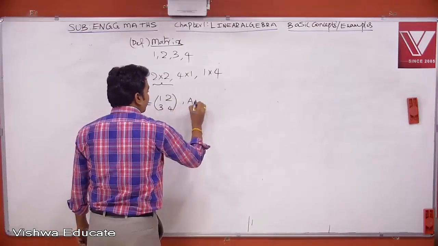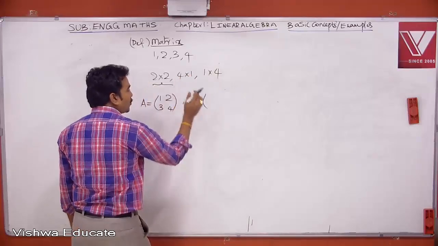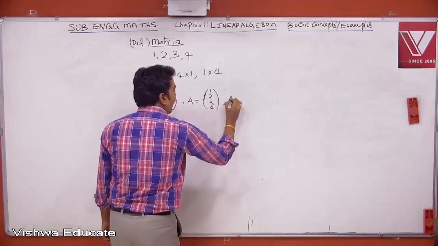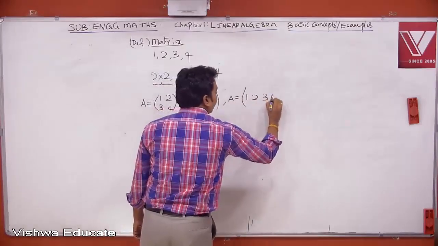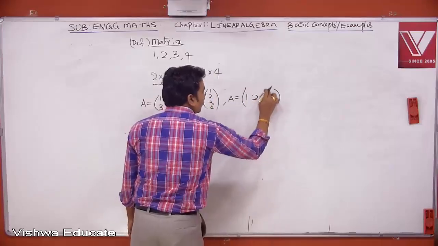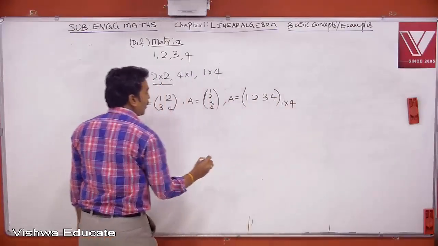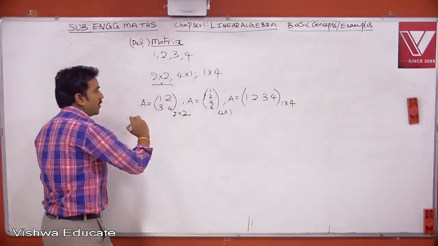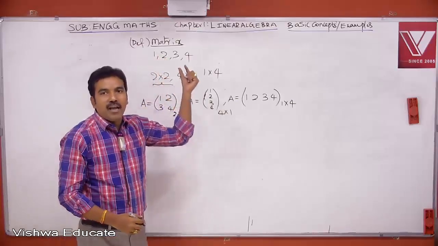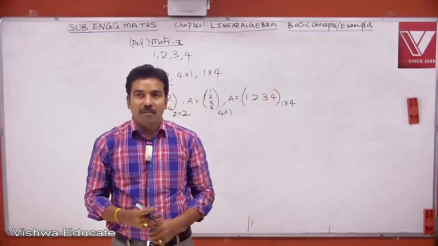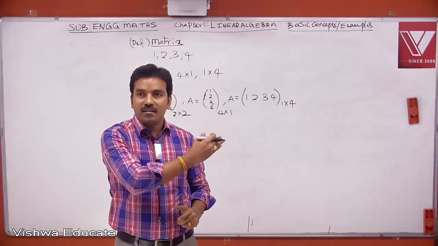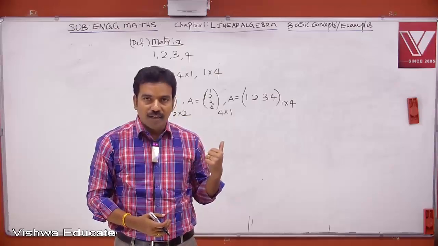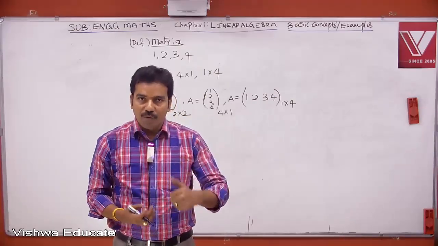Or I can do like this. If I follow this sequence, 4 rows, 1 column, it looks like this: 1, 2, 3, 4. Or I can do like this: A equal to 1, 2, 3, 4. So 1 row and 4 columns. So this is a 1 by 4 matrix, this is a 4 by 1 matrix, and this is a 2 by 2 matrix. So what is a matrix? Arranging elements in the form of rows and columns is called a matrix. Even if I follow a different sequence of these elements, finally there will be exactly 3 different sizes: 2 by 2 size, 1 by 4 size, and 4 by 1 size.